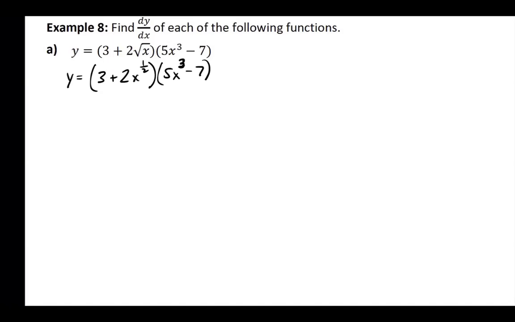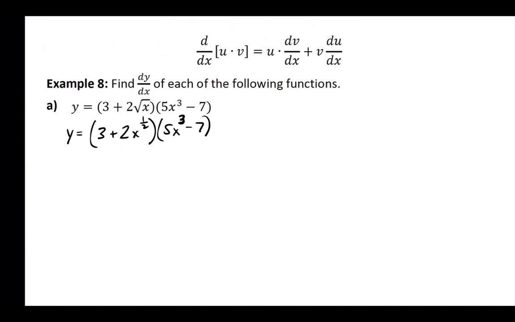So again, you could use FOIL. FOIL works for this problem. But let's try a different method. So the product rule says, let me shade it so we know which one's which. This one is going to be our U, and this one right here is going to be our V. So the product rule says U by itself. So I'm going to write U, Y prime, U by itself.